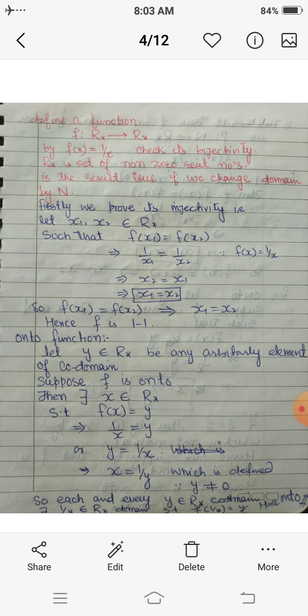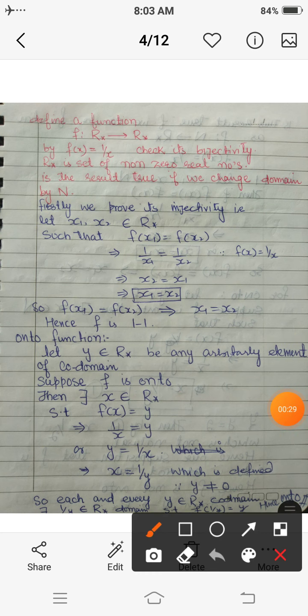Now the question first is, a function is defined from R star to R star, that is its domain as well as codomain is the same set, by f of x equals 1 upon x. We have to check its bijectivity, that is we have to check whether this is 1-1 or onto or both. Here this R star is the set of non-zero real numbers.